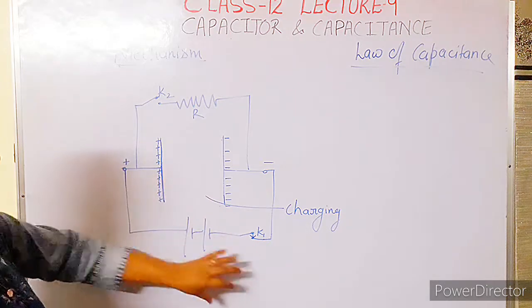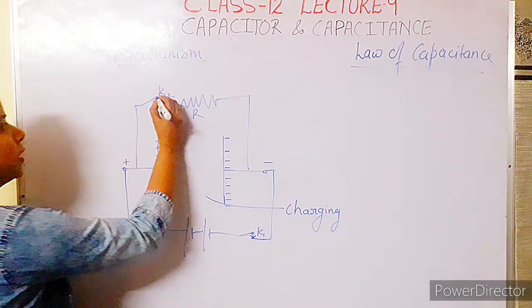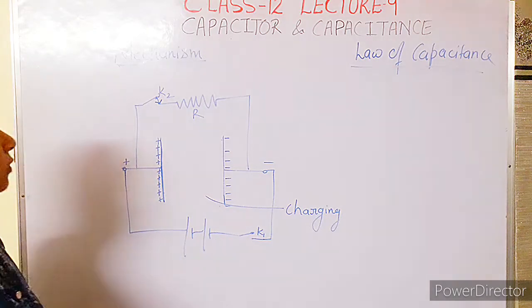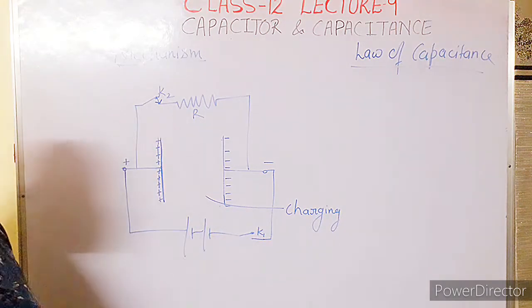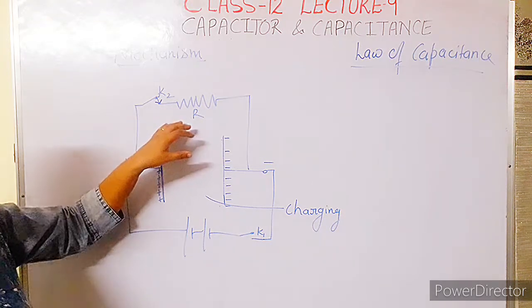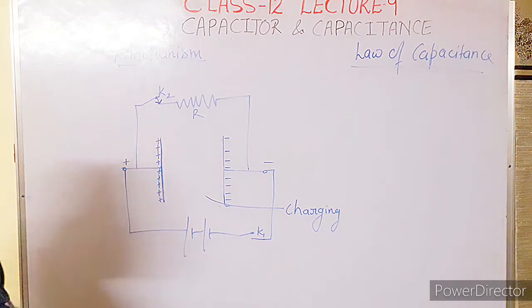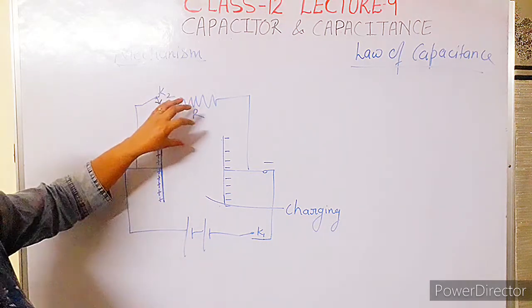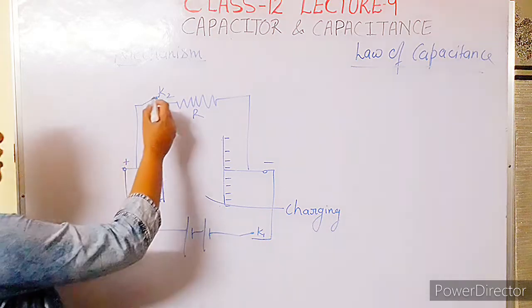So here this is the case of charging, and now what happens is that we have disconnected the source key K1 and we have connected the key K2, which is related to that resistance. This resistance corresponds to any appliance. You know that every electrical appliance, due to the presence of wire, has some resistance. So this is the resistance of any appliance. So key K2 is connected.